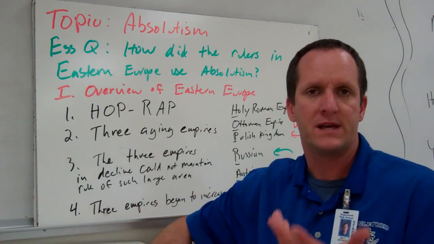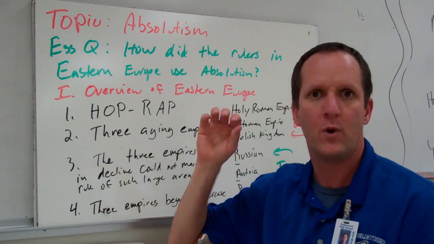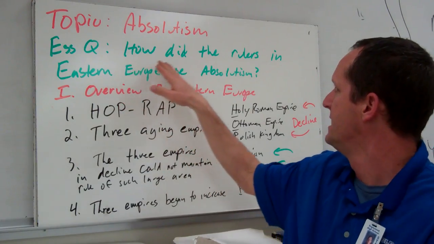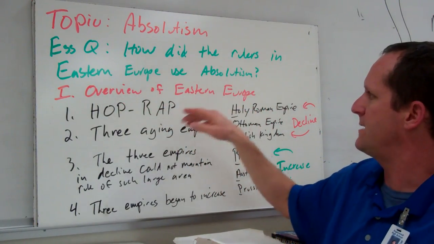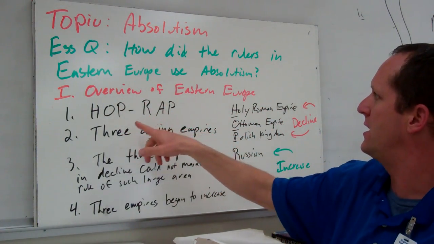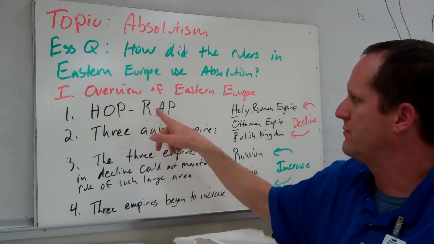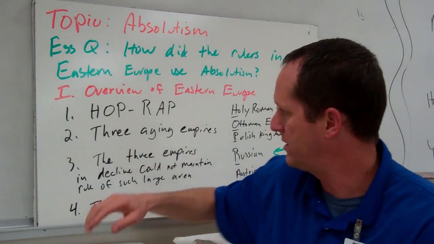Topic, absolutism. Last time we talked about the western part of Europe. This time it's eastern. How did the rulers in Eastern Europe use absolutism? Overview, Eastern Europe. You've got the HOP, RAP, and that's an acronym, obviously.